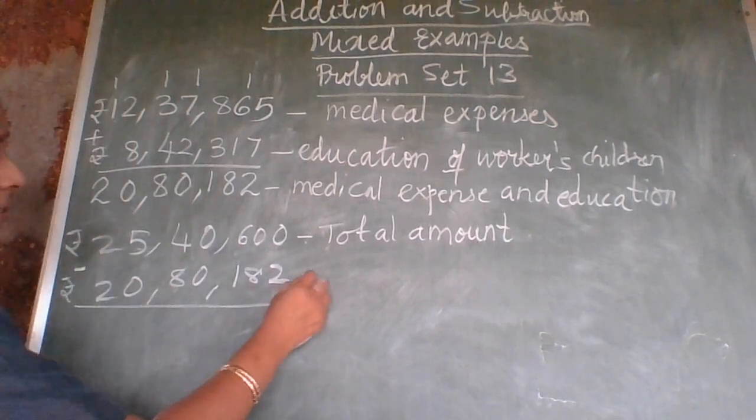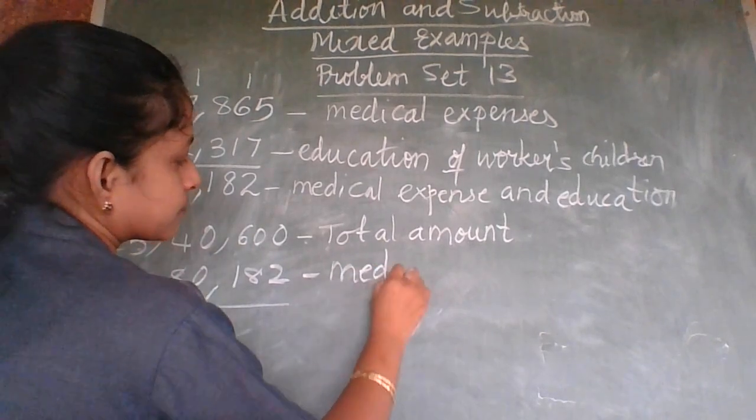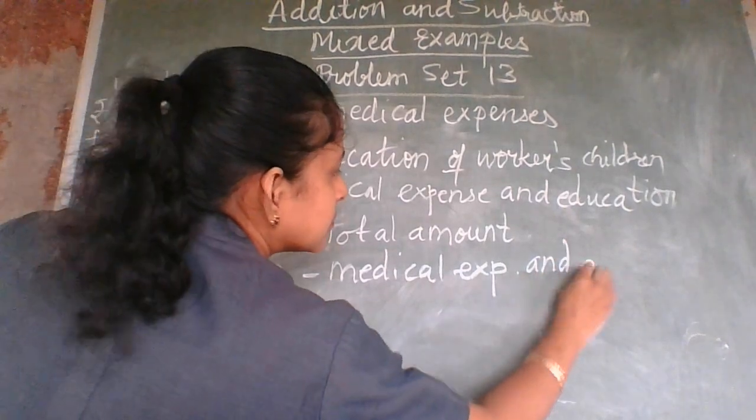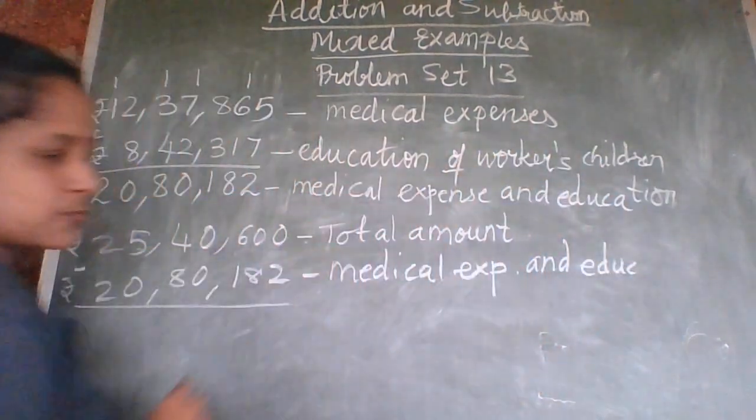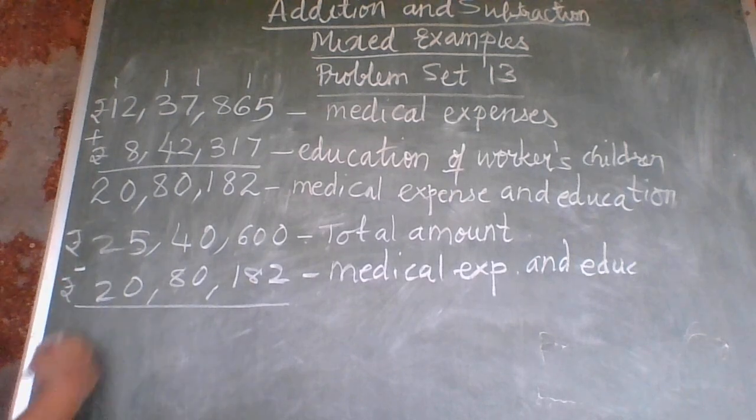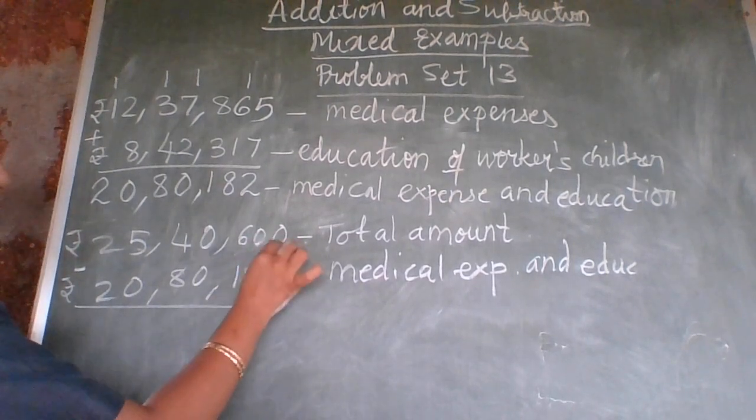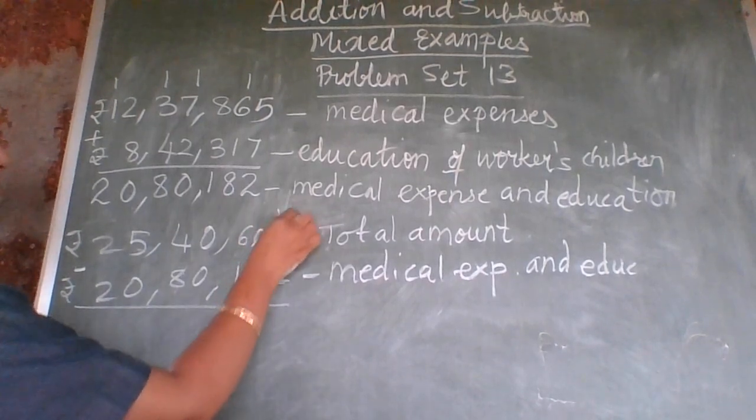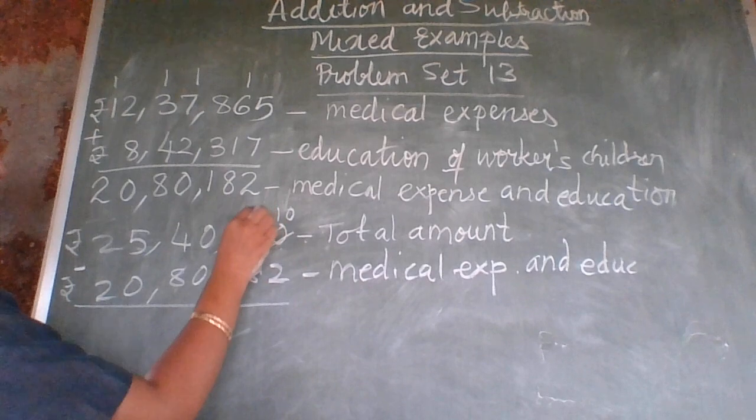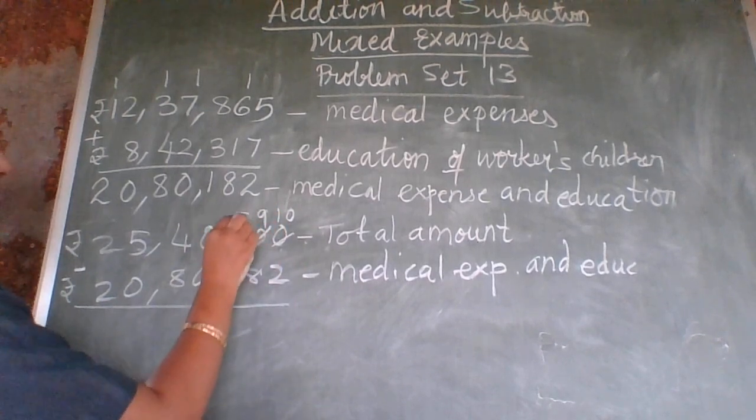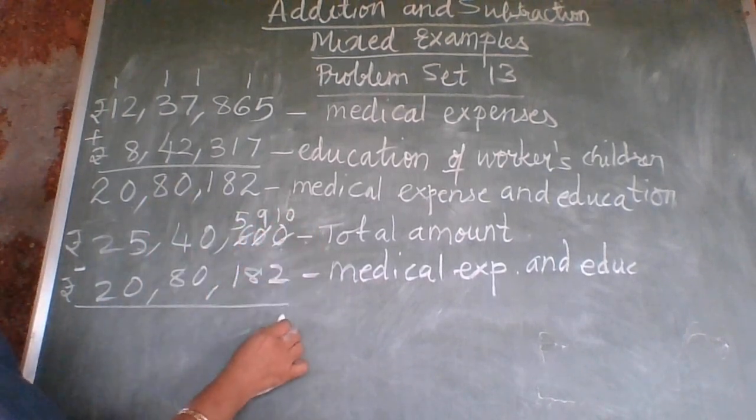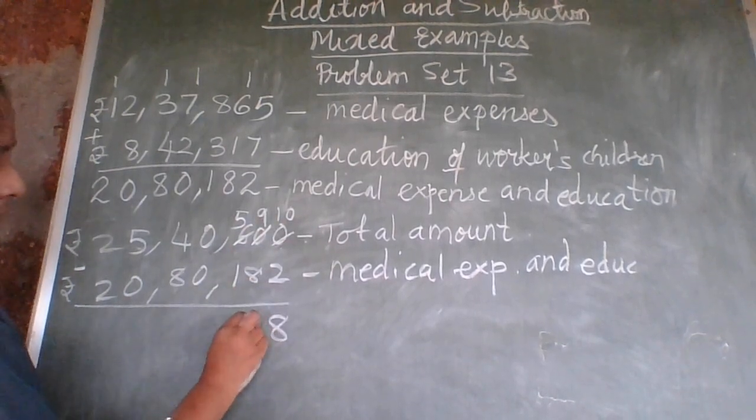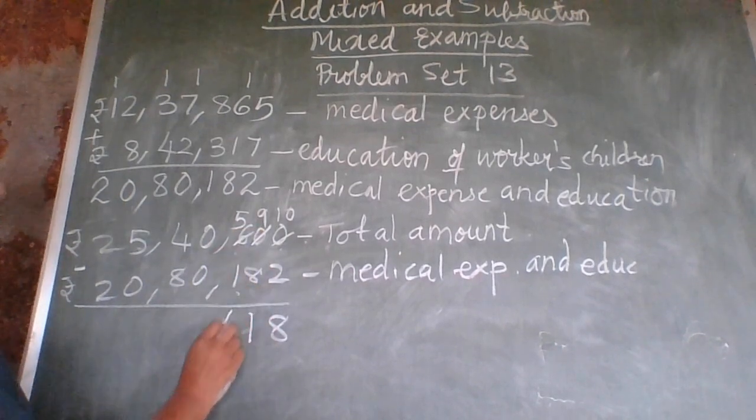So let's see. So this is your medical expense and education. Okay, so this was the medical expense and education. Let's try to subtract now. So here this is 0, and 0 does not have value, therefore we have to borrow from here. So this becomes now 10, this becomes 10 minus 1 becomes 9, this becomes 5. Okay, now let's try to subtract. 10 minus 2 is 8, 9 minus 8 is 1, 5 minus 1 is 4.